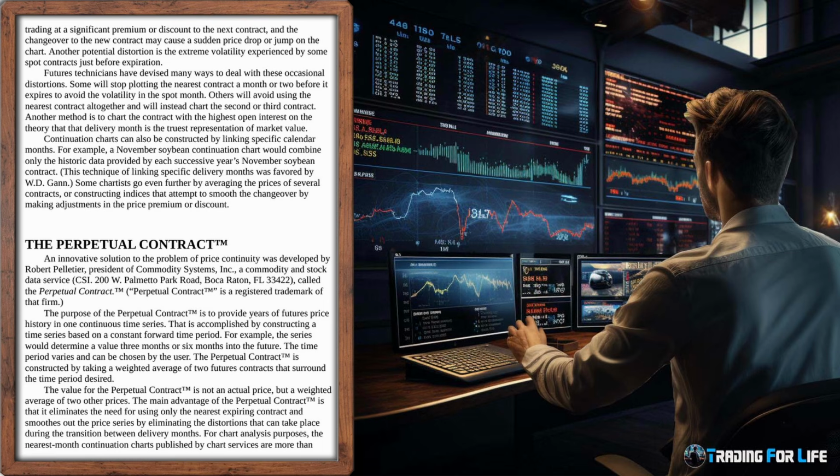The perpetual contract is constructed by taking a weighted average of 2 futures contracts that surround the time period desired. The value for the perpetual contract is not an actual price, but a weighted average of 2 other prices. The main advantage of the perpetual contract is that it eliminates the need for using only the nearest expiring contract and smooths out the price series by eliminating the distortions that can take place during the transition between delivery months.